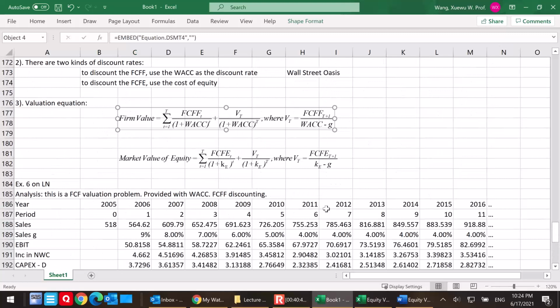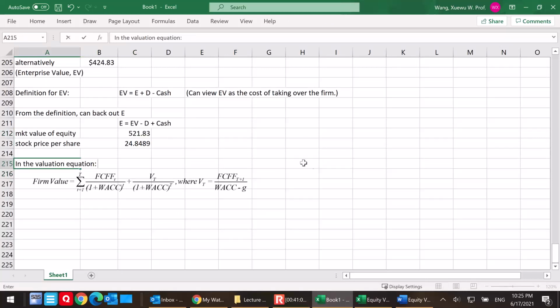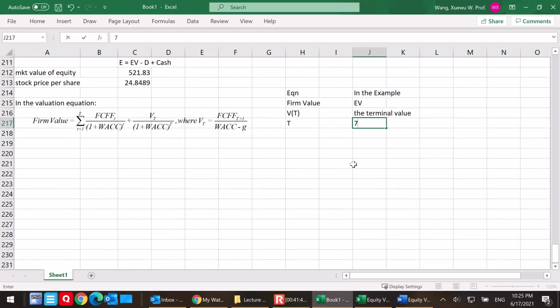All right, so now let me bring up this firm value valuation equation here. In the valuation equation, what are the notations here? I just want to do the correspondence between the equation and the example. In the equation, it's called the firm value. In the example, it's called enterprise value. And the V capital T in the equation is the terminal value. The capital T here, in our illustration, is year 2012, or period of 7. So T is equal to 7.